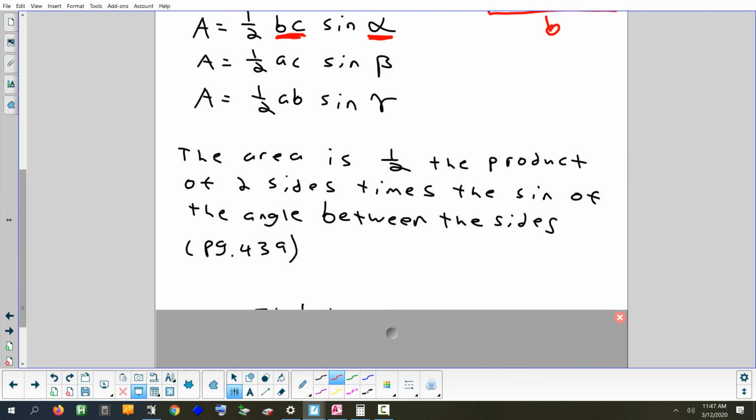Okay. So area of a triangle is 1/2 the product of the two sides times the sine of the angle between the sides. Now, this particular formula has no connection with law of cosines. It's the next formula that does. So the only reason I'm covering this formula is because it's very easy, and it's in the same section as the other formula.